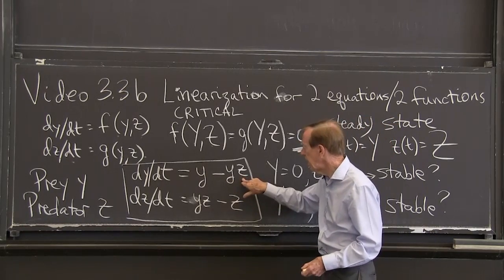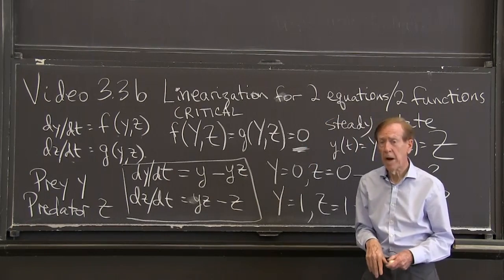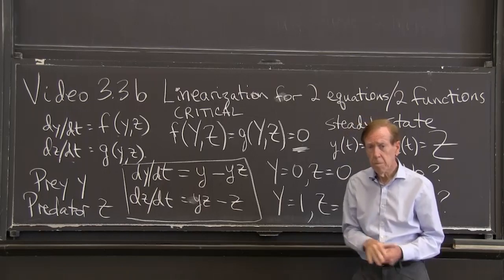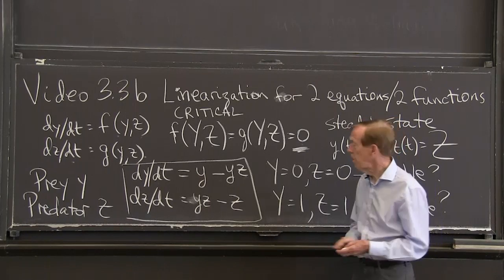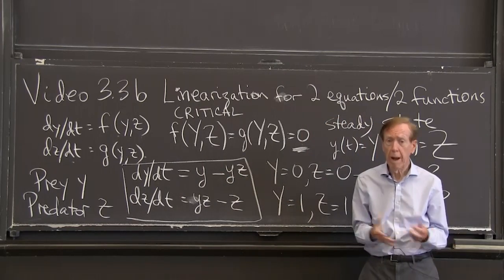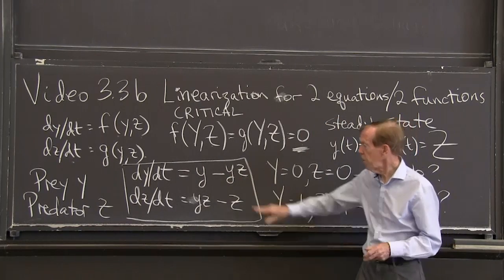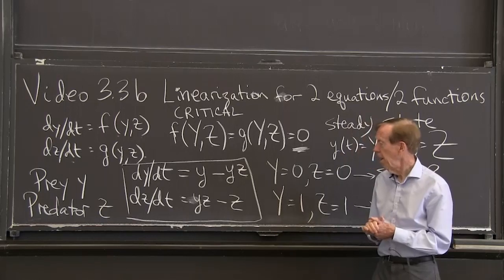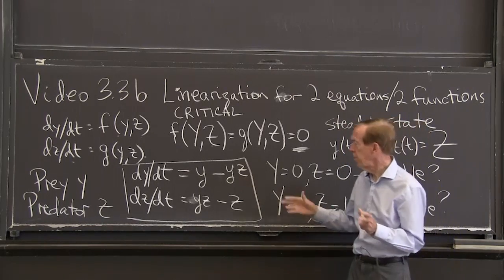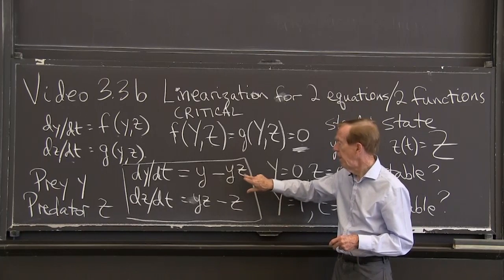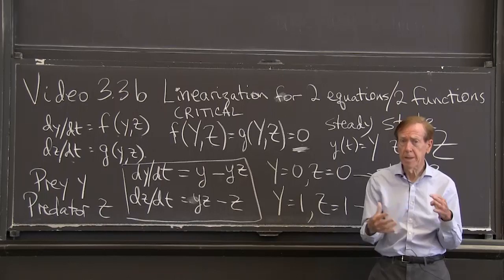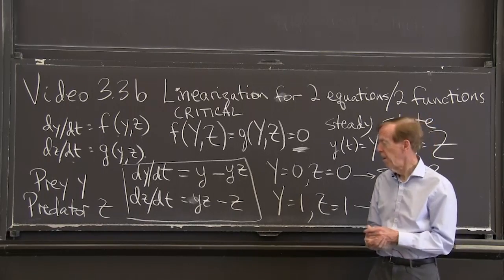But if there are foxes, and z counts the number of foxes, then foxes eat, shall I say, those rabbits, and we lose rabbits. So we see that with a minus sign. And the amount of preying that goes on is proportional to the number of foxes times the number of rabbits, because that gives the number of possible meetings.